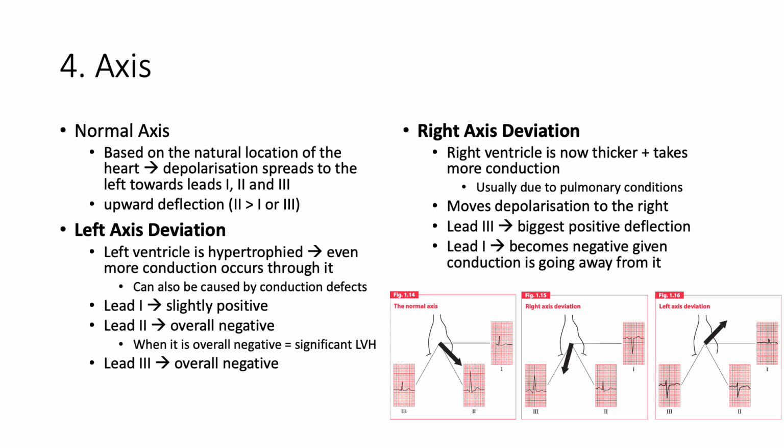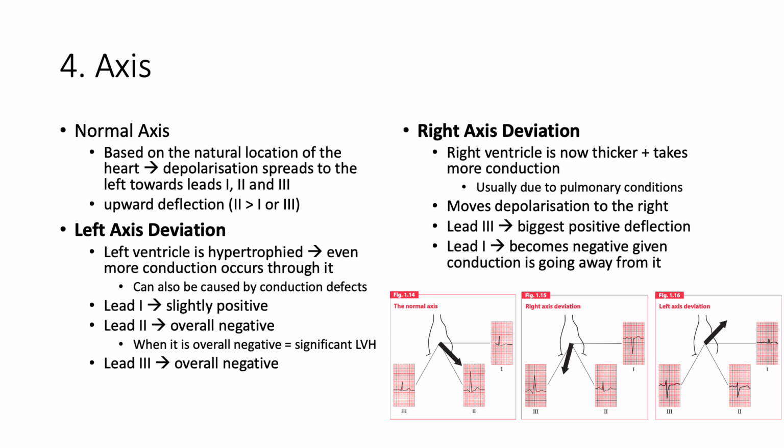So a normal axis, and I think this picture probably describes it quite well, means that the depolarization through the ventricles is occurring pretty much down the septum, and it's occurring equally, like the slide I showed you at the start. But if there's a thicker left ventricle, then you might have a left axis deviation, and there are some other causes. And if you have a thicker right ventricle, then you might have a right axis deviation.